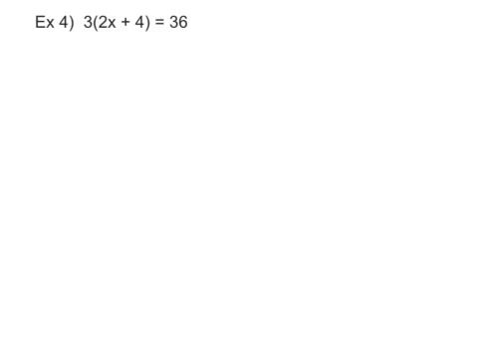So we have 3 times the quantity of 2x plus 4 equals 36. So we'll draw our line. Step 1 again is to distribute. You're going to take this number outside, which is a 3, and multiply it into these parentheses, 2x plus 4. So 3 times 2x will give us 6x.